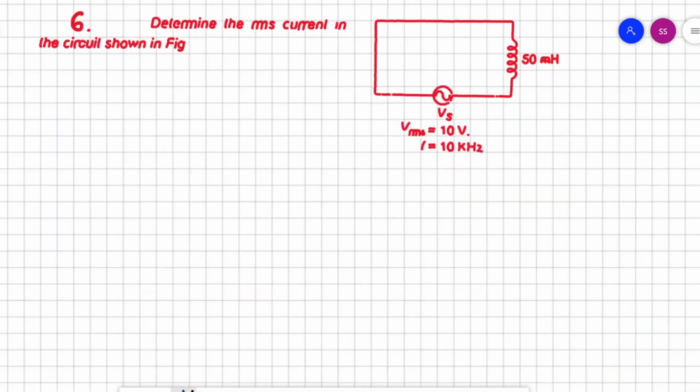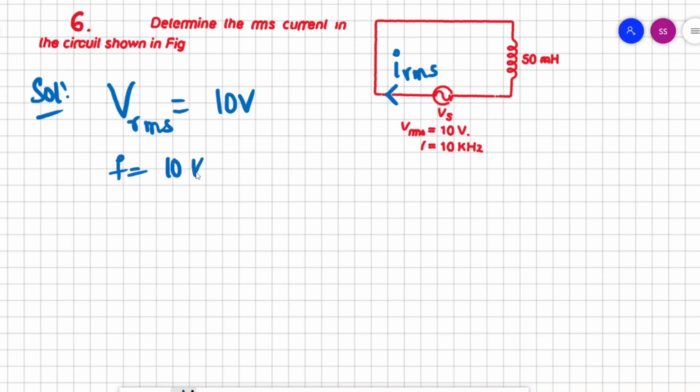Here we need to determine the RMS value of current in the circuit. If you observe, this is a pure inductive circuit, right? We need to find IRMS because we only find RMS current for AC circuits. We are given VRMS equal to 10 volts, and the frequency is 10 kilohertz. Now we need to find the RMS current in the circuit.